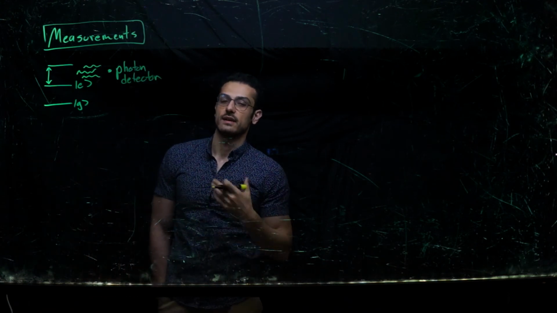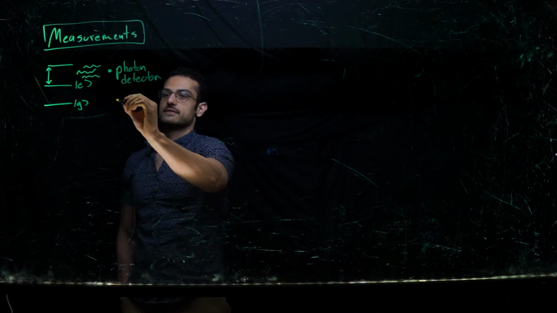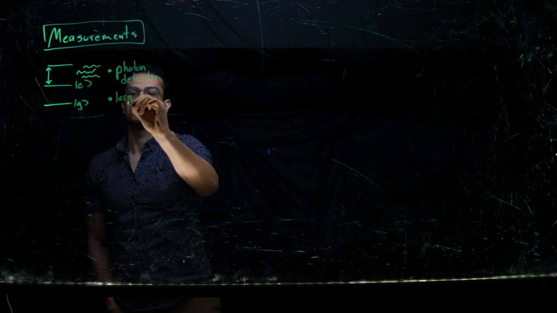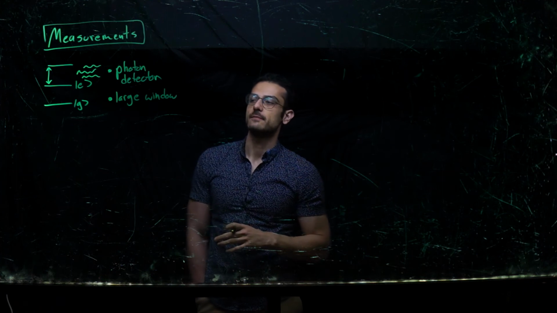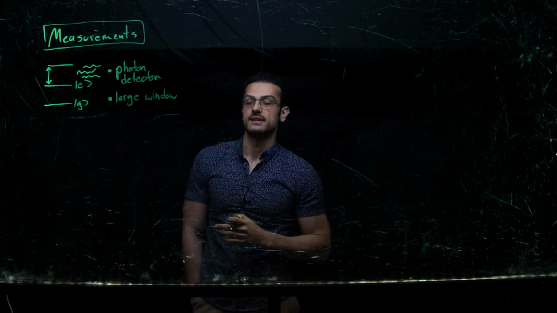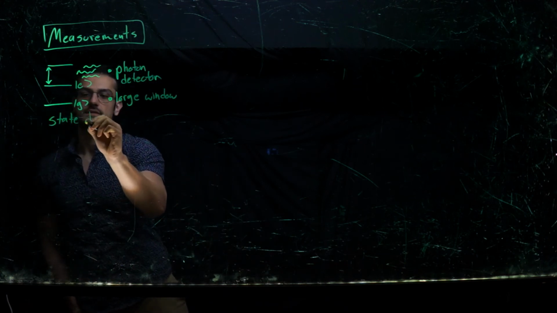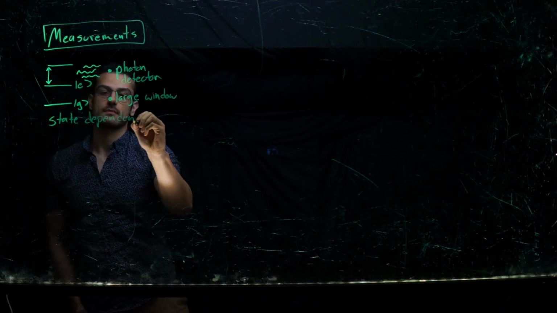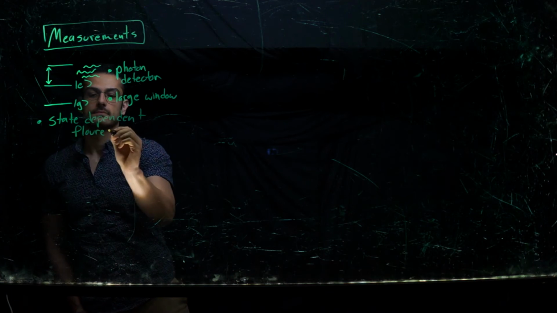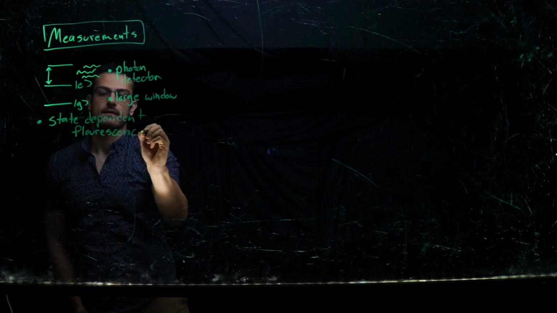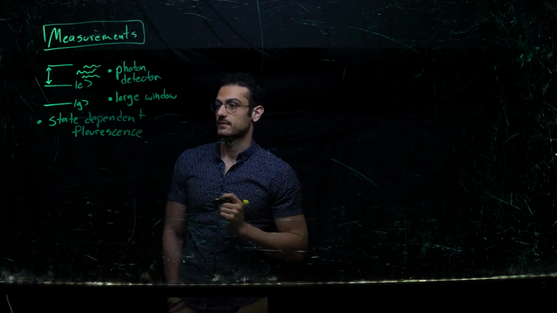As we saw when studying optical qubits, photon detectors aren't perfect, and so we repeat this process for a large window of time. And on average, the two states can be distinguished. So this is known as state-dependent fluorescence. That is likely not how you spell fluorescence, but I'm teaching physics and not spelling.